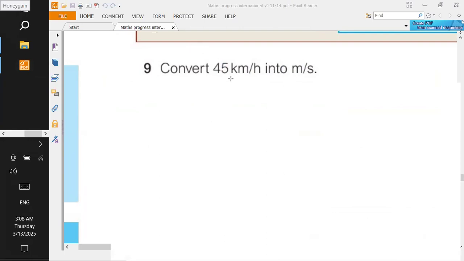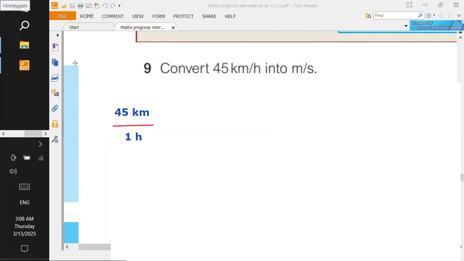Convert 45 kilometers per hour into meters per second. So first thing we do, we write 45 kilometers per hour. Now per hour, I'm going to write it like this. It means 45 kilometers per 1 hour, like this. Focus on this because it's very important. So basically, this means 45 kilometers per 1 hour.